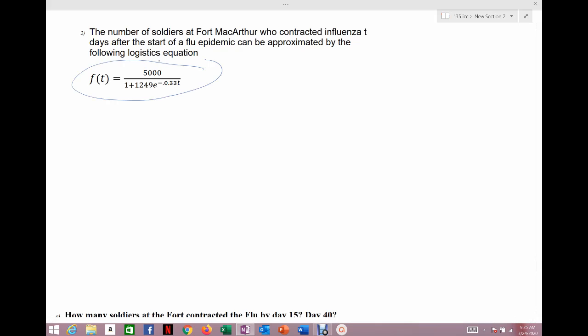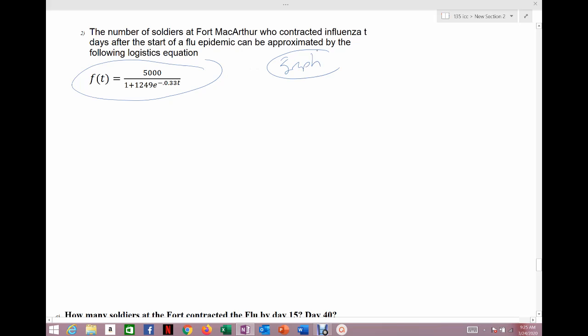epidemic at Fort MacArthur. All right, so t represents the days after the start of the flu season. Usually flu season is somewhere around December to January. All right, so I'm going to graph it. When we go to graph it, I'm going to solve most of this graphically.